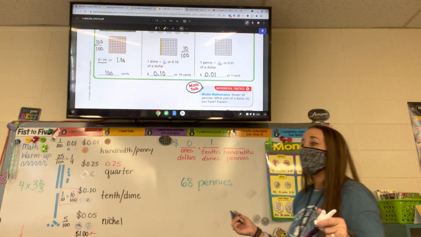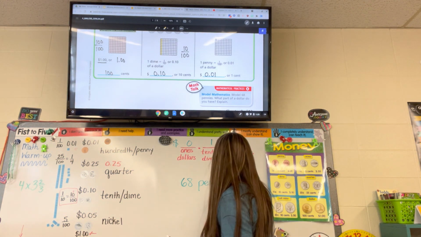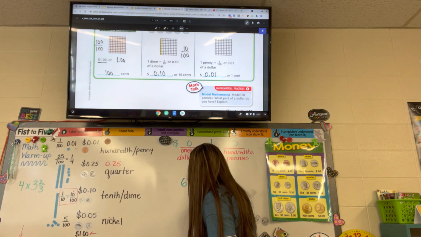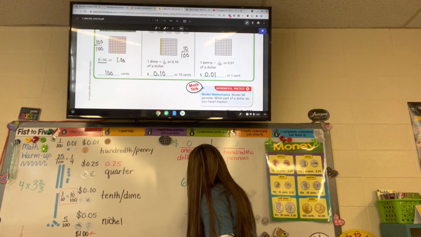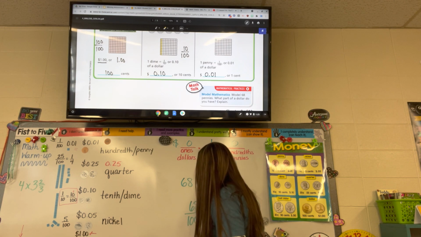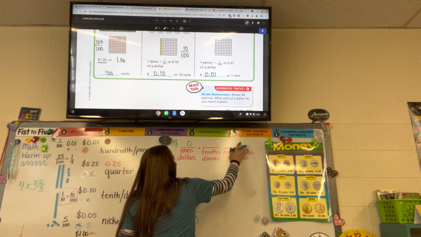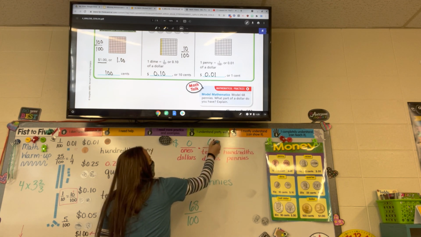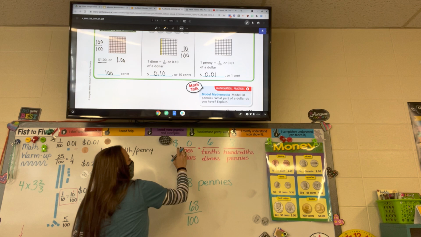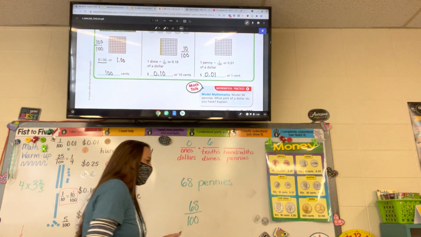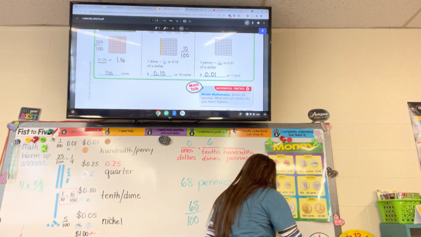100, because that's how many cents are in a dollar, right? So if we have 68 pennies that are each worth 1/100th of a dollar, we would have 68 hundredths. And then if you wanted to write that as a decimal, 0.68, or as a dollar amount, $0.68.